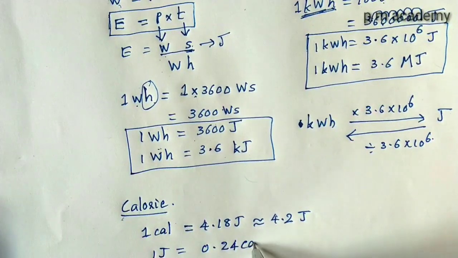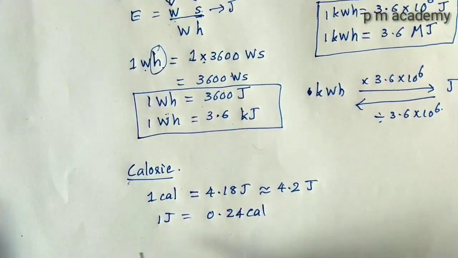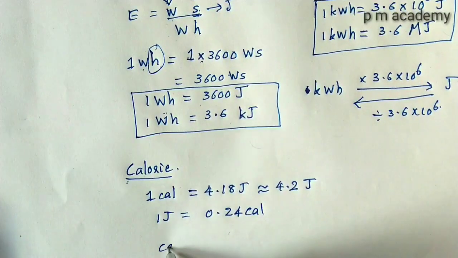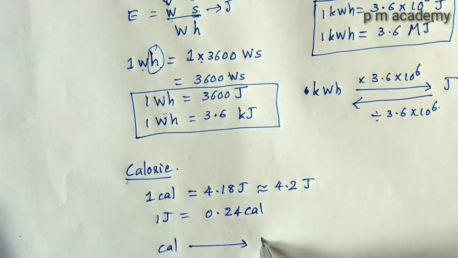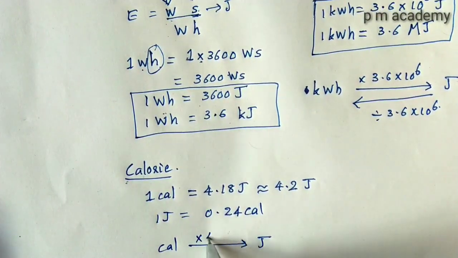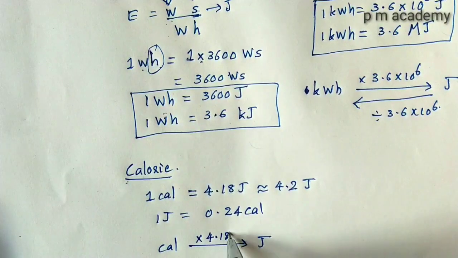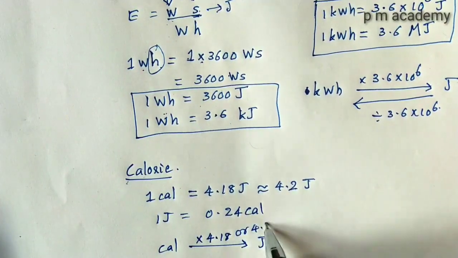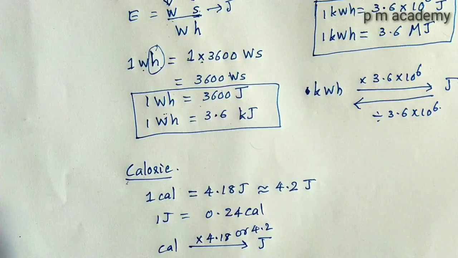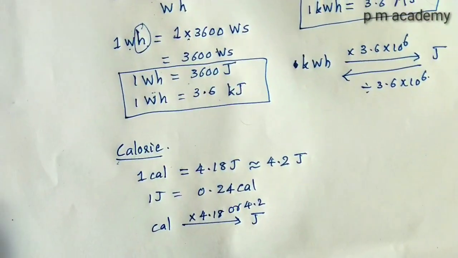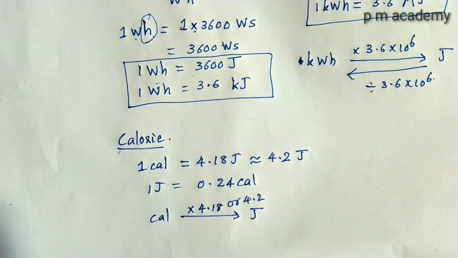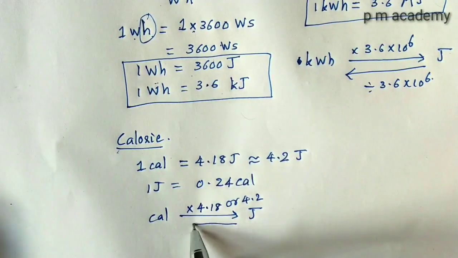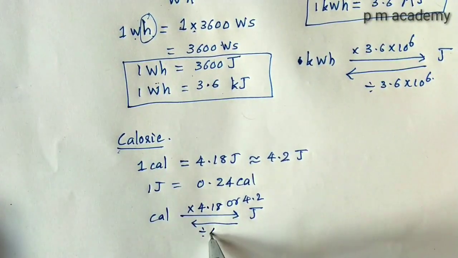0.24 calorie. That means if you want to convert calorie to joule, you have to multiply with 4.18, or for simplicity we can take it as 4.2. To convert calorie to joule, you have to multiply with 4.18. To convert joule to calorie, divide by 4.2.